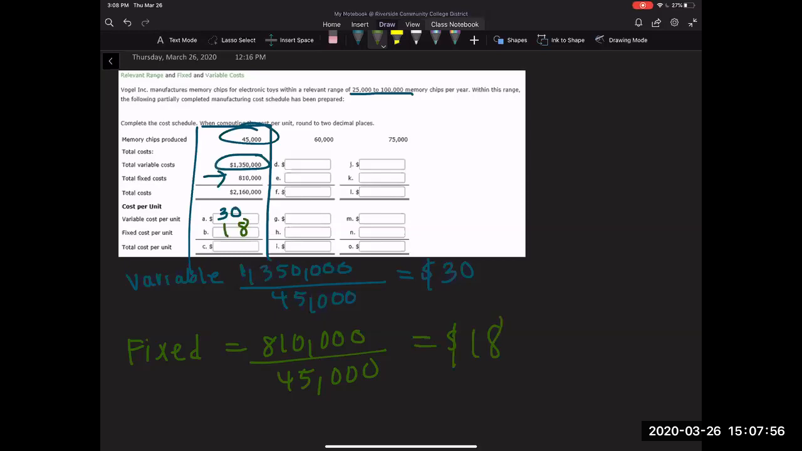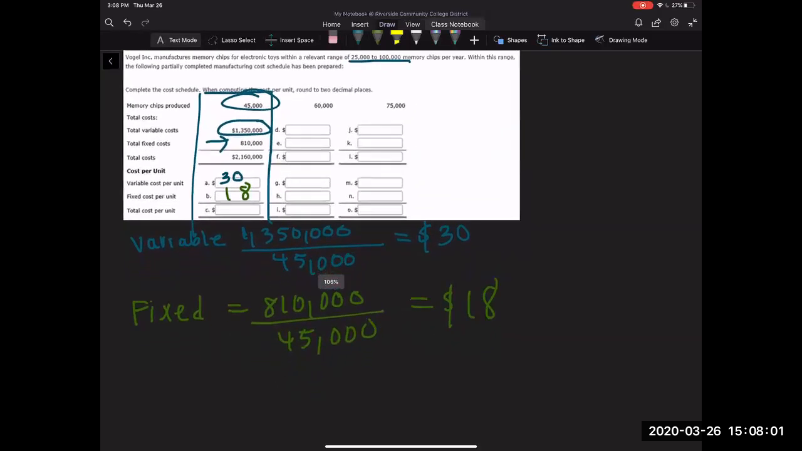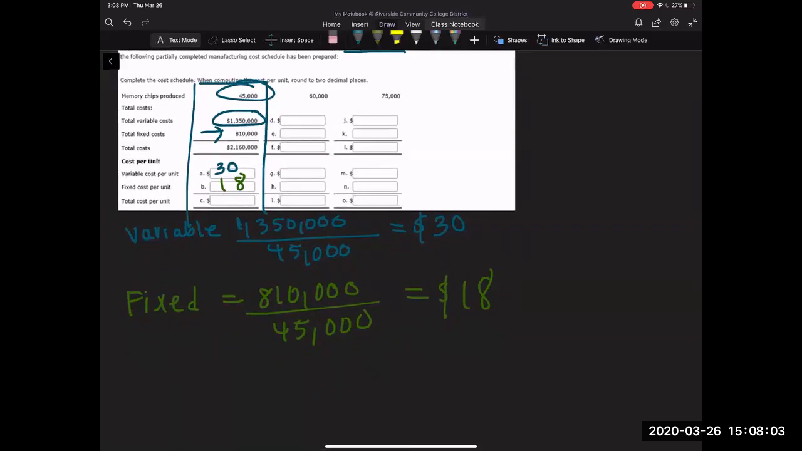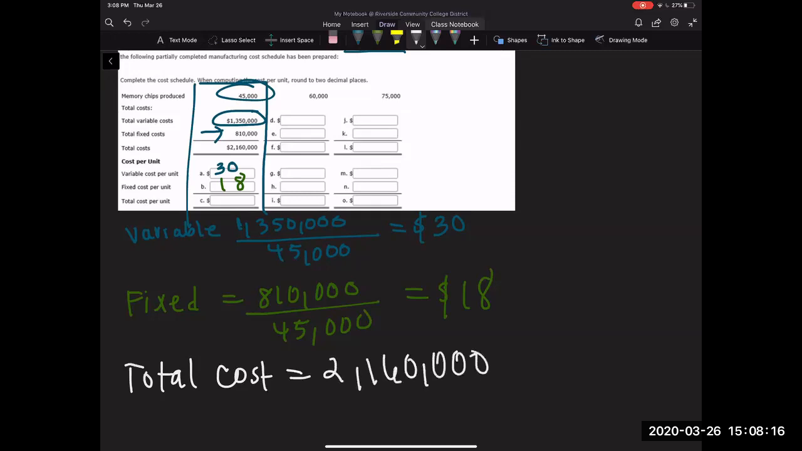If I'm trying to figure out my total cost per unit, you can do one of two ways here. Total cost per unit could be your total cost, which I'm going to get from here, 2,160,000 divided by my 45,000 units, which is going to equal $48. That will go here.